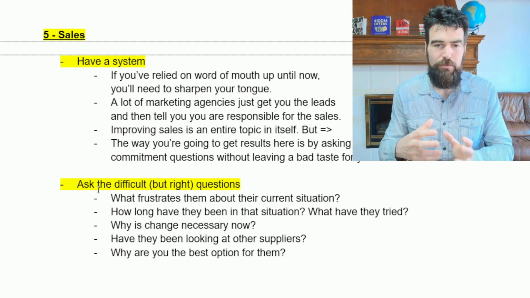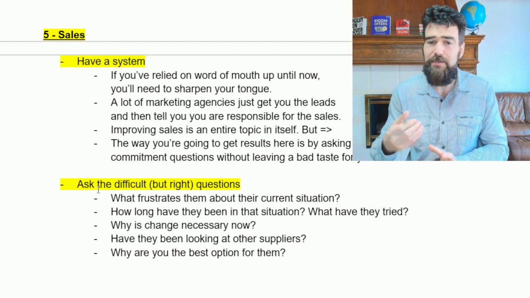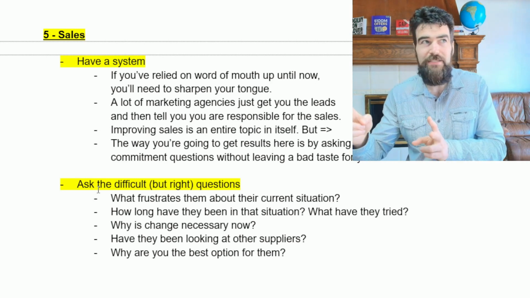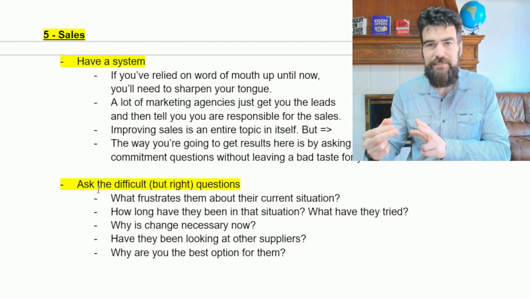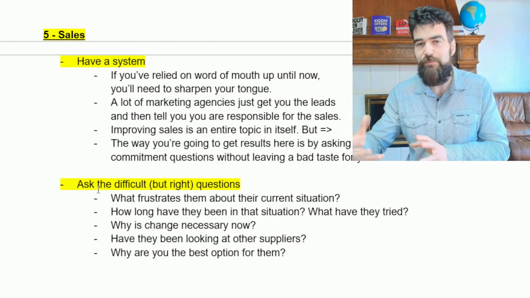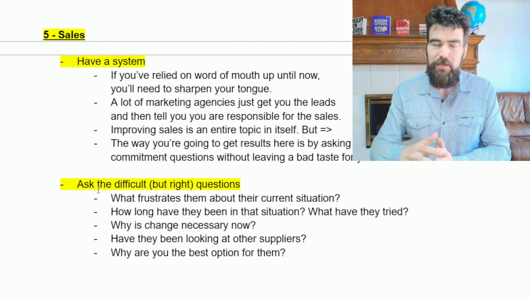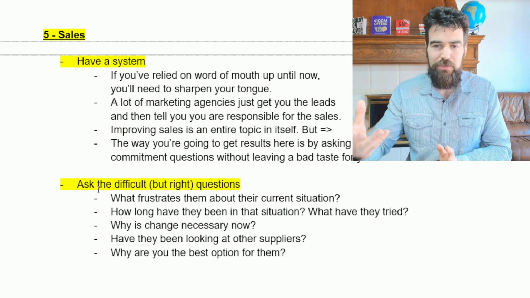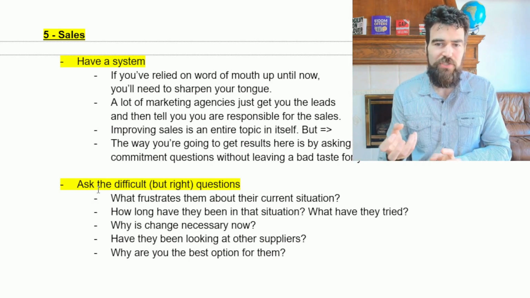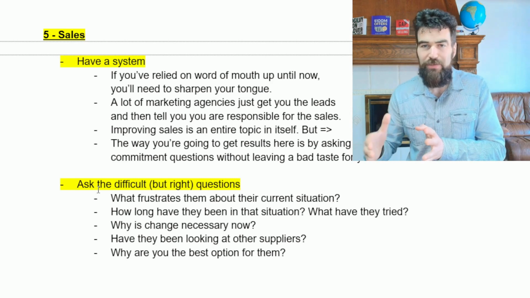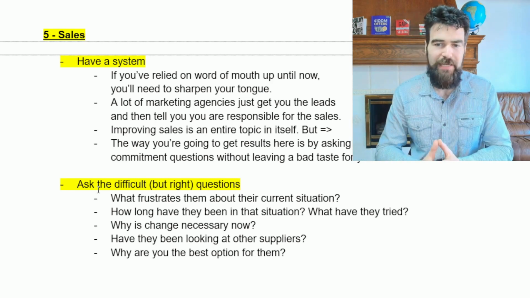So really, you need to be able to ask difficult, commitment questions that could theoretically be somewhat pushy, but you need to do that without leaving a bad taste for your customer, and you need to do that in a way where you actually help the customer. You can help yourself as well, but you need to help them as well. Otherwise, they're just going to see you as a pushy, manipulative sales rep, and you want to be a sales rep that wants to get results, but also one that helps your actual clients. So this is how you're going to do that.